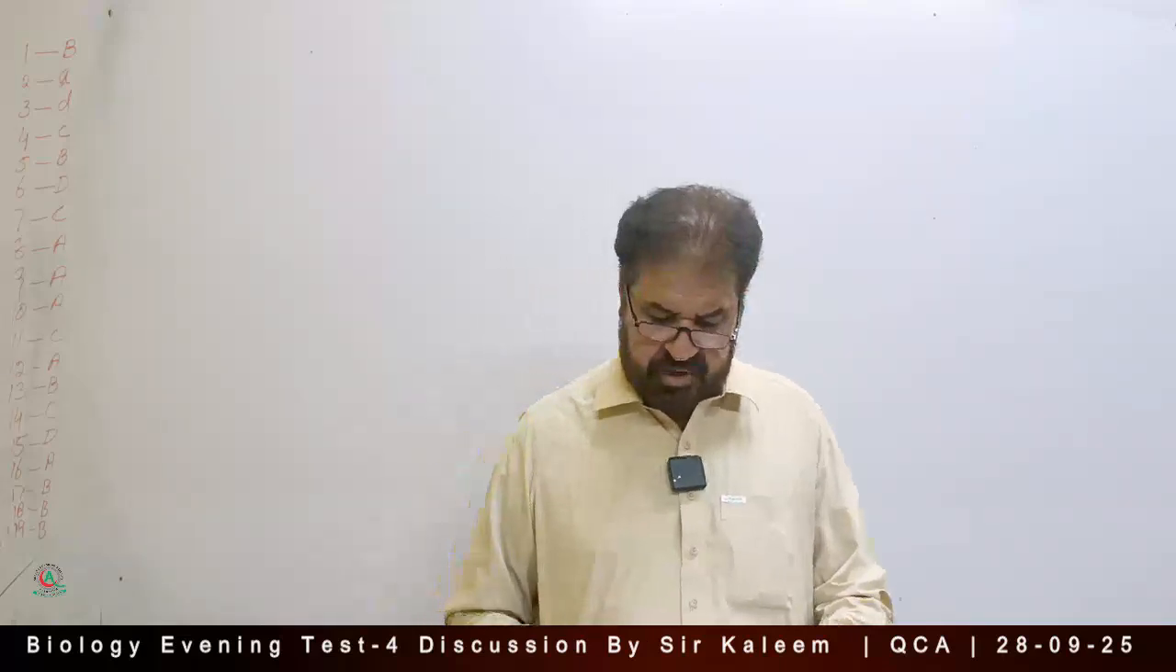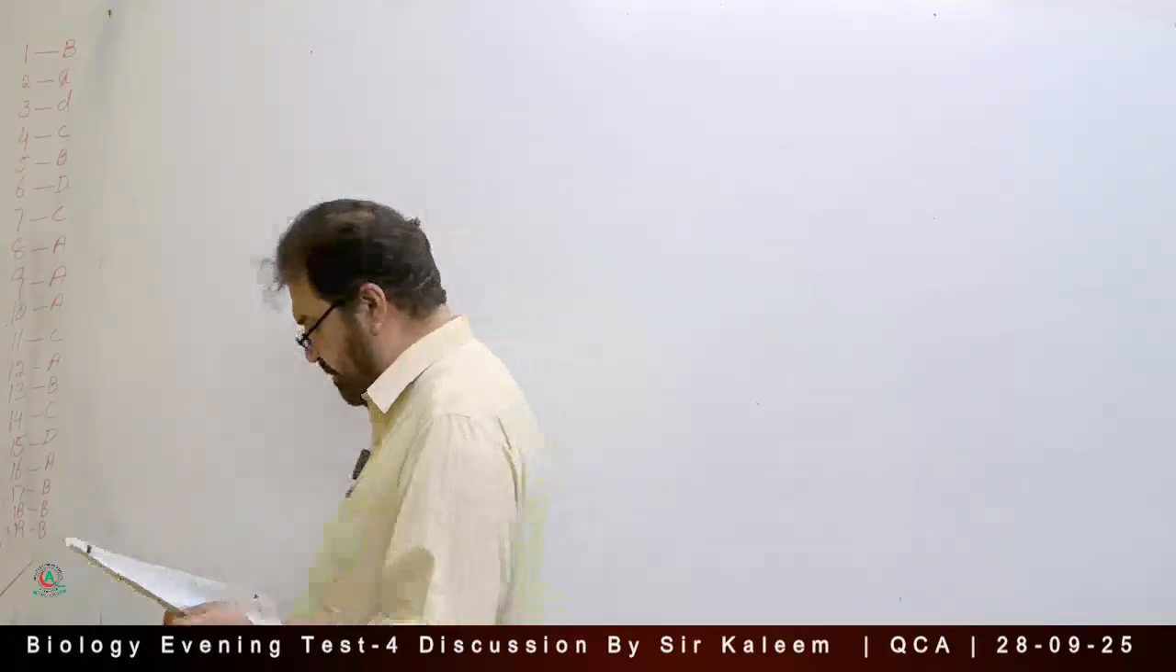Question number 20. The part of the brain that controls balance and coordinates movement is known as the cerebellum. The cerebellum is the second largest part of the brain, and it controls body balance and coordinates movement and skill. So option B is correct.